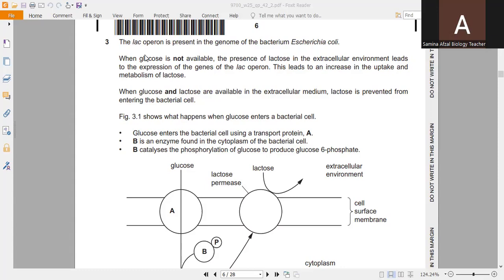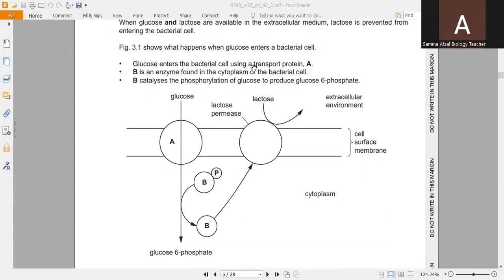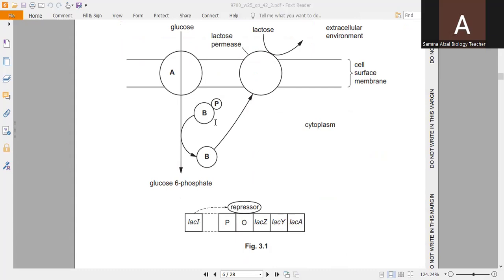Figure 3.1 shows what happens when glucose enters a bacterial cell. So glucose enters the bacterial cell using a transport protein at A, and B, capital B, is an enzyme found in the cytoplasm of the bacterial cell, and B catalyzes the phosphorylation of glucose to produce glucose 6-phosphate. So here you can easily observe Figure 3.1.